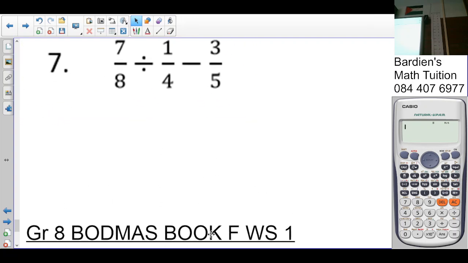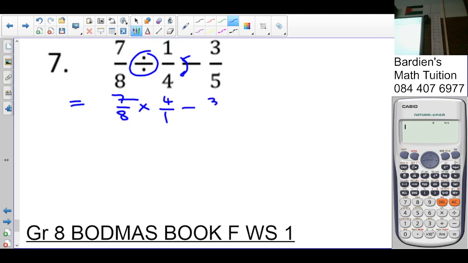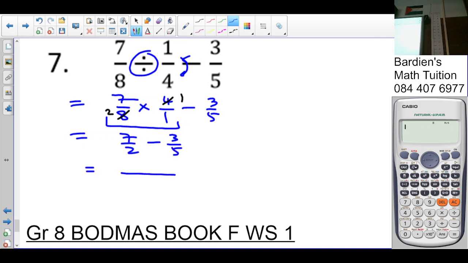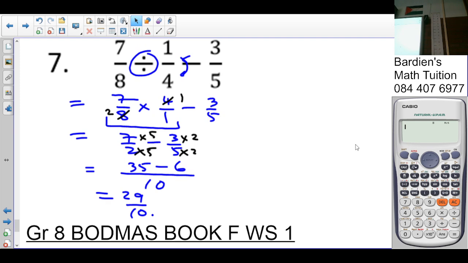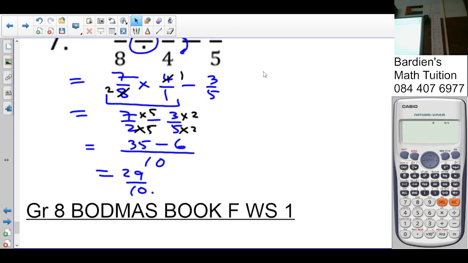Number 7. What do we need to be done first? Division. So you're going to change this to multiplication, tumble and times. So it's 7 over 8 multiplied by 4 over 1 minus 3 over 5. Again, multiplication first. 4 going into 4 once, 4 going into 8 twice. So it's going to be 7 over 2 minus 3 over 5. People, what's your LCM here? 10. So I times this by 5, times this by 2. That's going to give you 35 minus 6, which is 29 over 10. Any confusion there? Let's carry on.